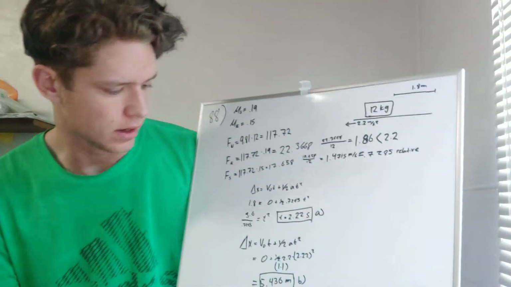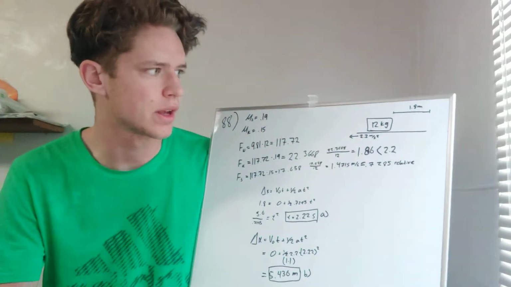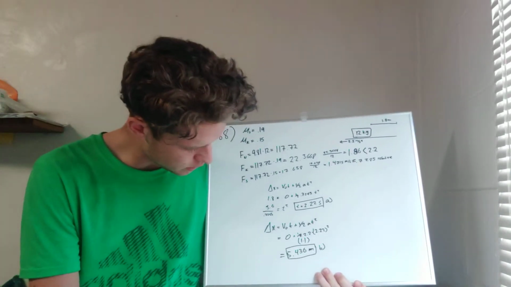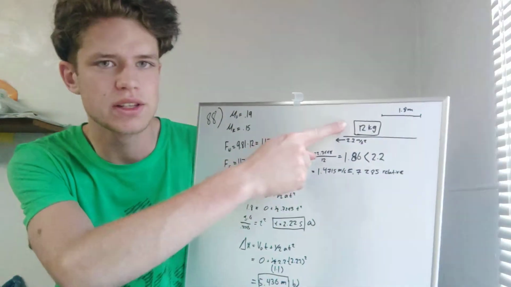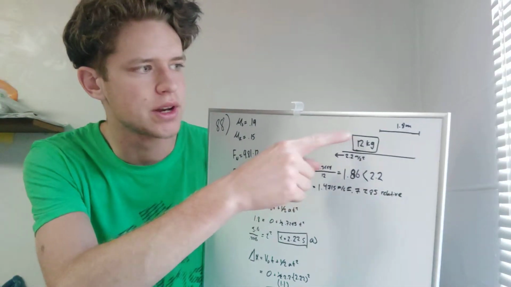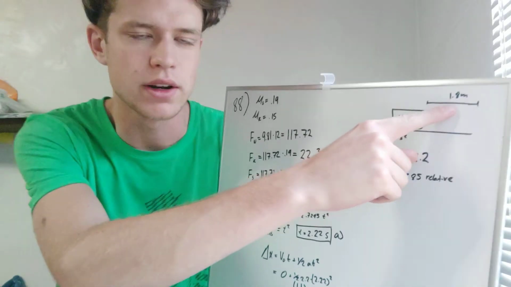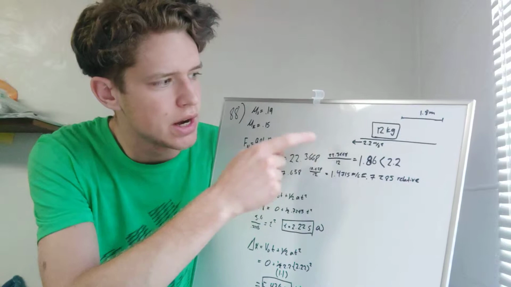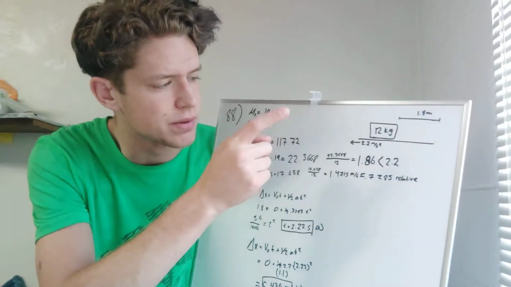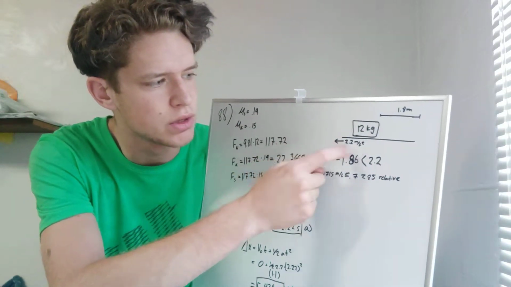Alright, so problem number 88. In this one you have a truck with a box resting on the bed of the truck that weighs 12 kilograms. It's sitting 1.8 meters away from the tail of the truck. And the truck is accelerating from a stop sign with an acceleration of 2.2 meters per second squared.